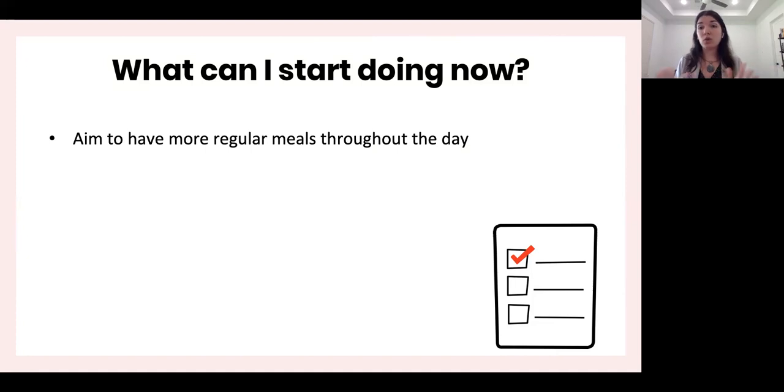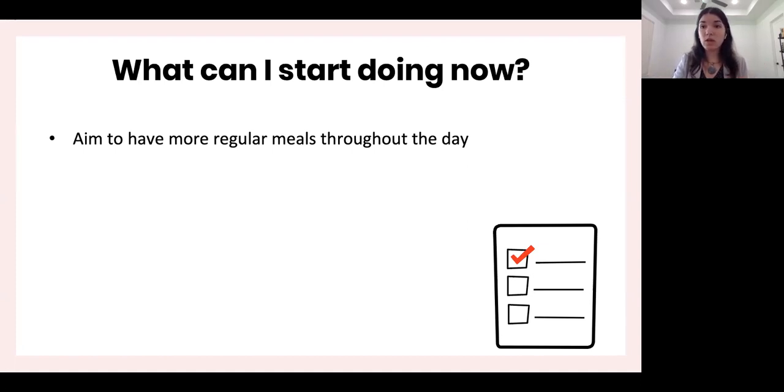So this might look different for everyone, but in general, eating something every 3 to 4 hours. It doesn't have to be a meal, it can be a snack. Eating something every 3 to 4 hours is usually a general guideline. And that again is based on biology.